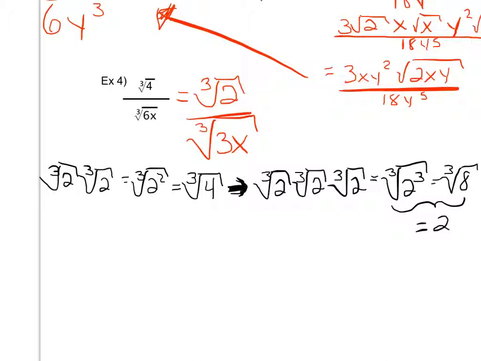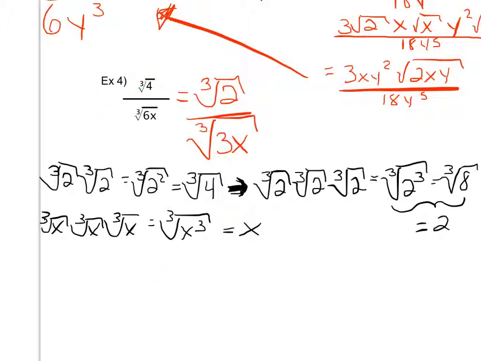So my index tells me how many times I have to multiply that thing by itself in order for the radical to go away. It works the same way with variables. Cube root of x times cube root of x times cube root of x equals cube root of x cubed. The cube root and the cube cancel, leaving me with just x. So I'm going to use that idea up here on example 4.